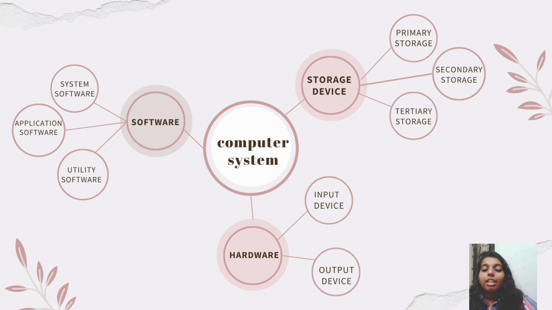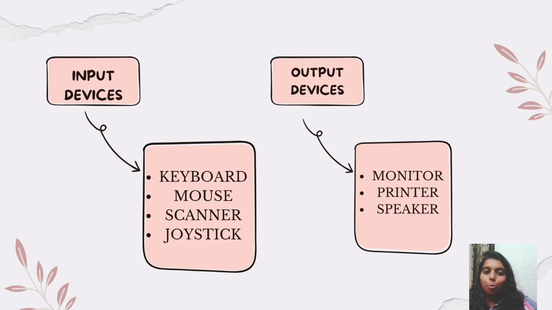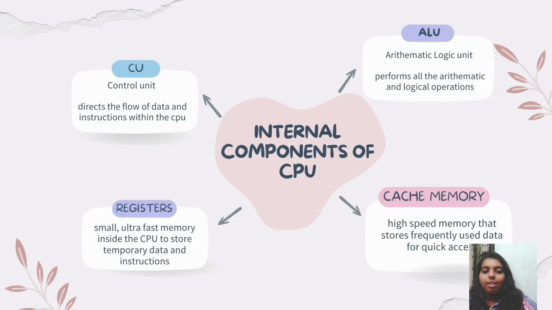Storage devices. Storage devices can be internal, such as SSDs, HDDs, or external, such as USB drives and cloud storage. Input and output devices. Input devices, such as keyboards, mouse, scanners, and microphones, allow us to send instructions or data to the computer. Output devices such as monitors, printers, and speakers provide processed results in visual, printed, or audio form.